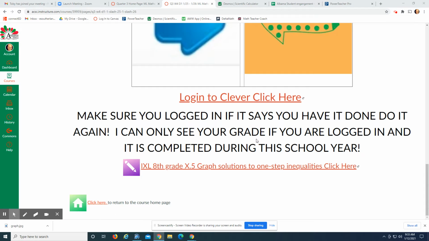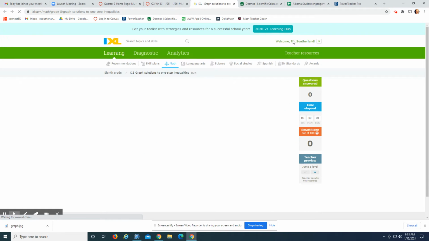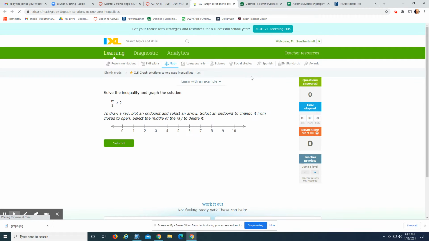Make sure that you're logged into Clever or iExcel. When you click into the assignment, your name should be in the corner. If it's not, I will not receive your score.